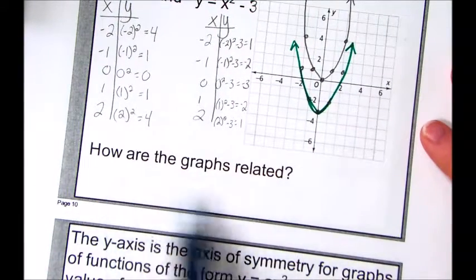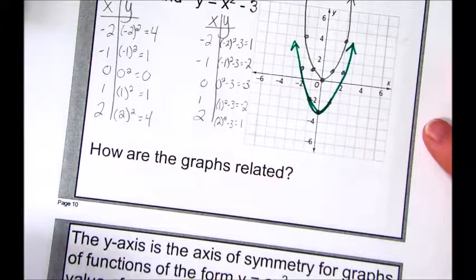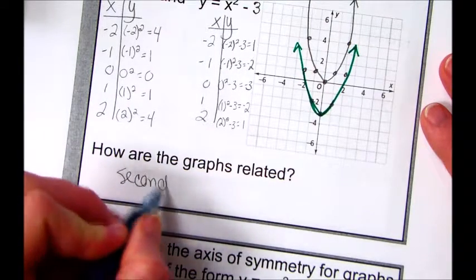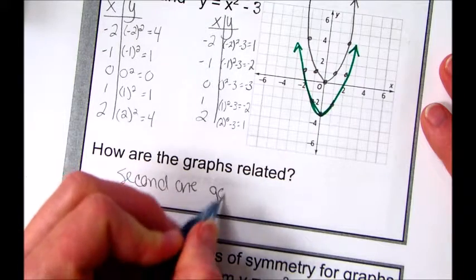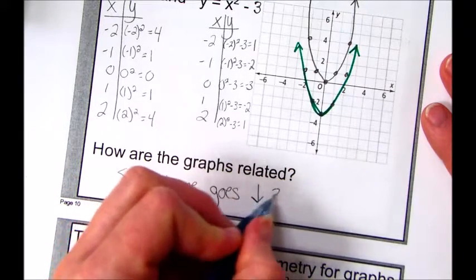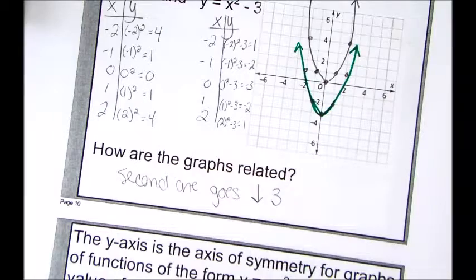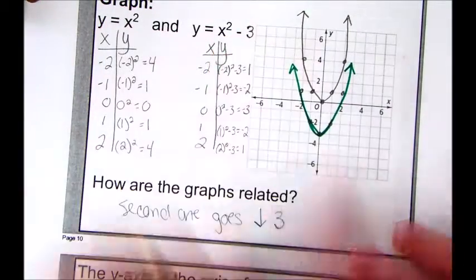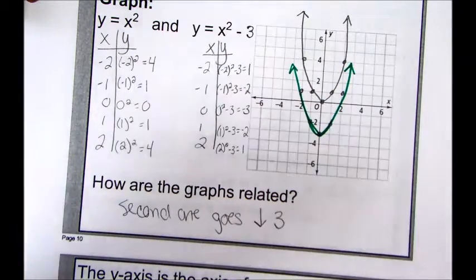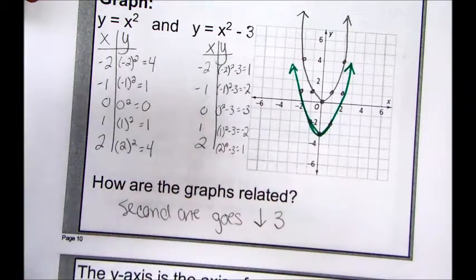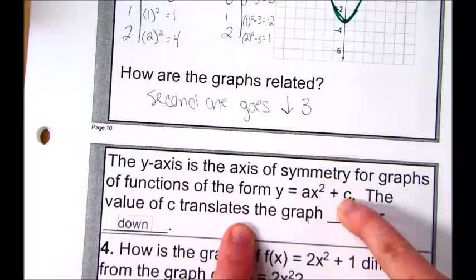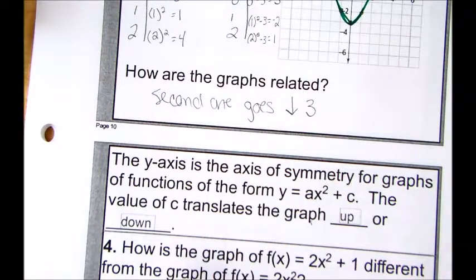And this one says, how are these graphs related? Well, the second one goes down 3 units. Do you know why? If you look at your equations, do you see the -3 in the back? That moves it down 3 units because of the -3 in the back. See this stuff right here? That's saying that the number in the back moves it up or down, which we just proved.